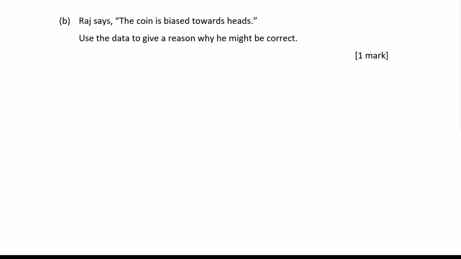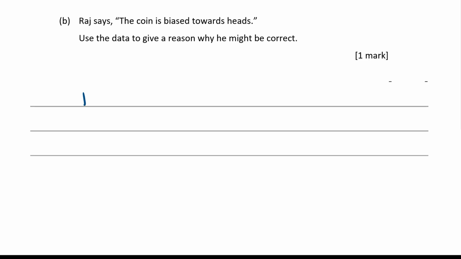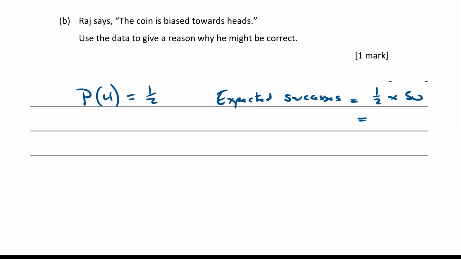Anyway, let's move on. 8b, Raj says the coin is biased towards heads. Use the data to give a reason why he might be correct. Okay, well, we've got 31 out of 50 trials that were heads, which is a bit more than you would expect, wouldn't you? The theoretical probability of getting heads is a half, so the expected successes would have been a half times 50 or 25, and he's reporting 31 here.